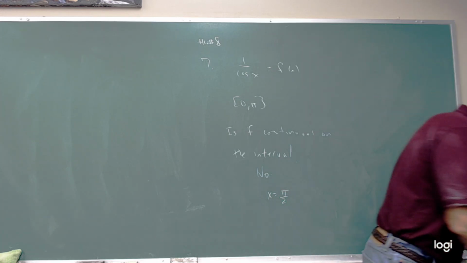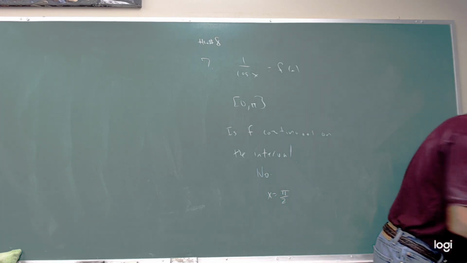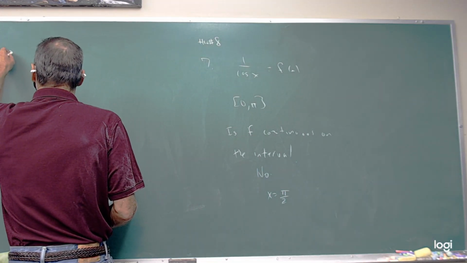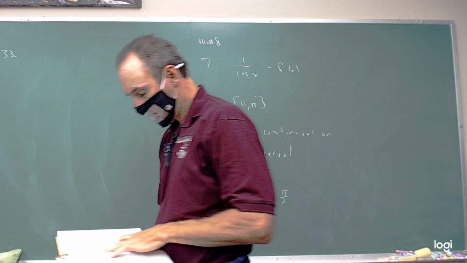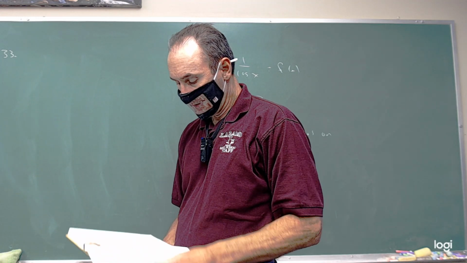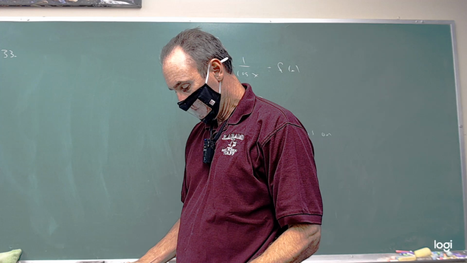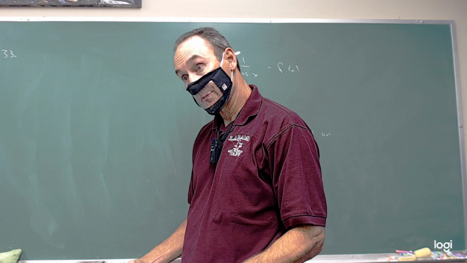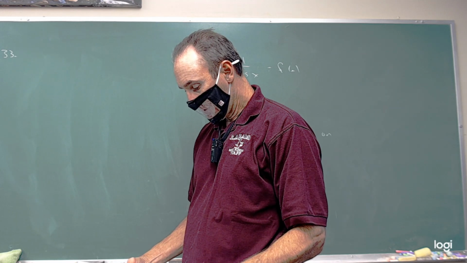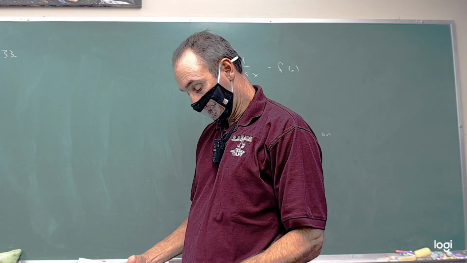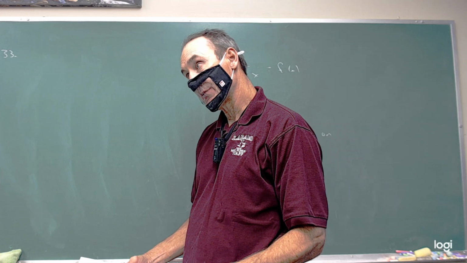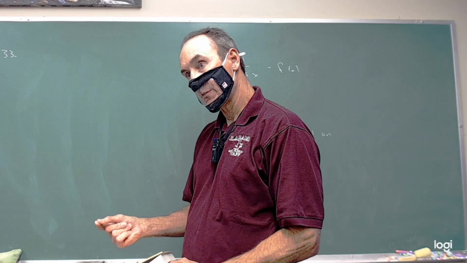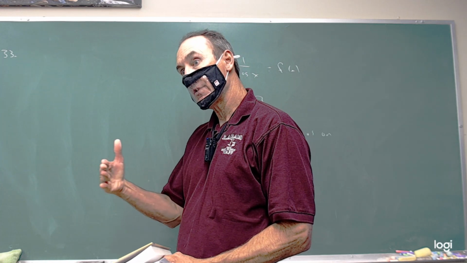Number 33. Let's see. So 33 is saying a 0.6 milliliter dose of a drug is injected into a patient steadily for half a second. Ooh, this is tough now. So we're going to inject 0.6 milliliters, but it's not all at once. It's going to be over a half second.